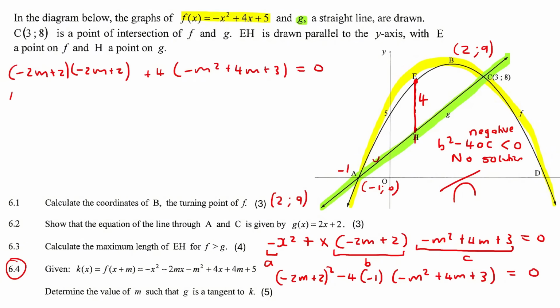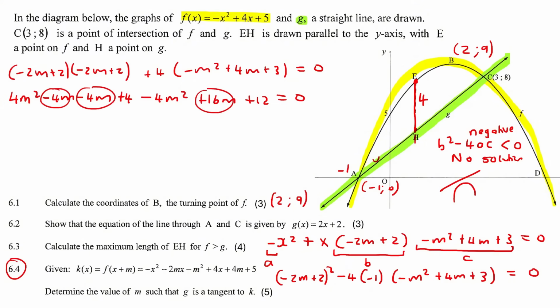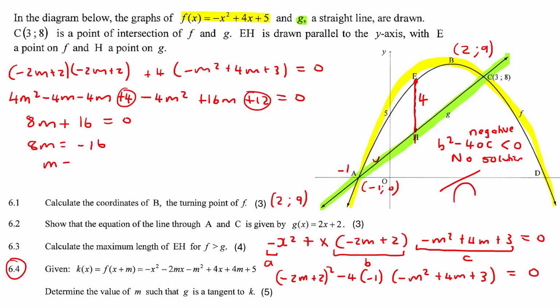Okay, let's go. So now we're going to go 4m squared, take away 4m, take away 4m, add 4, then take away 4m squared. Haha, that is beautiful. Plus 16m plus 12 equals 0. Let's write that a bit better. So 4m squared minus 4m squared, they cancel. Thank goodness, I did not feel like doing another trinomial. So minus 4m plus 16m, that's going to be 8. And then positive 4 add 12 is 16, and then if we solve, m is negative 2. Awesome.